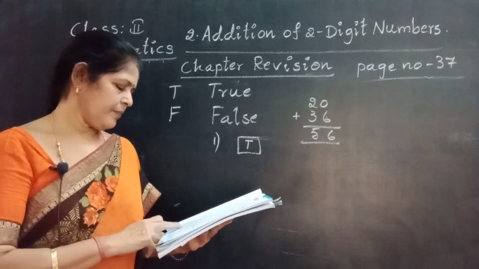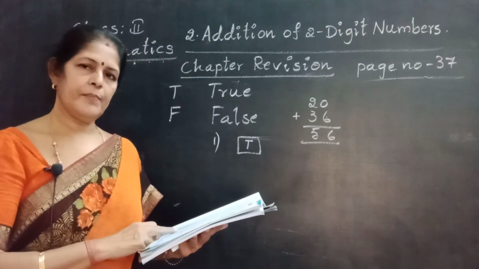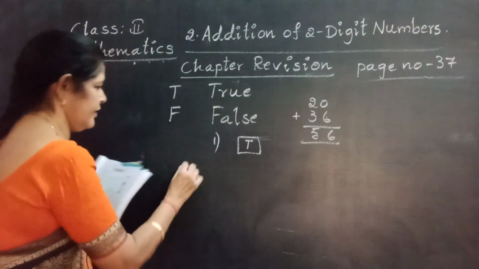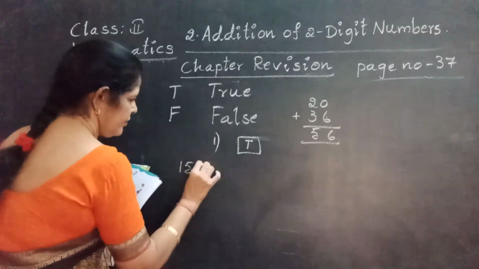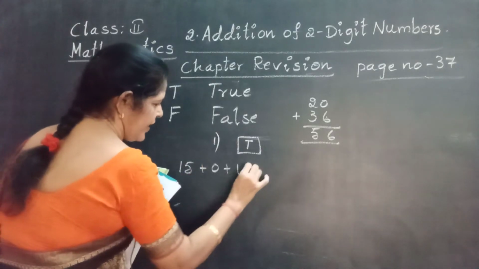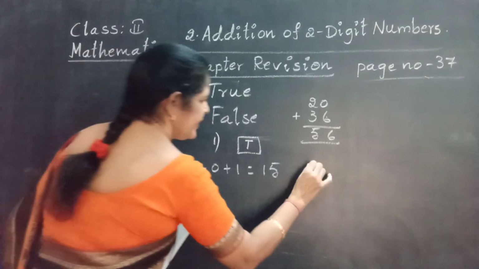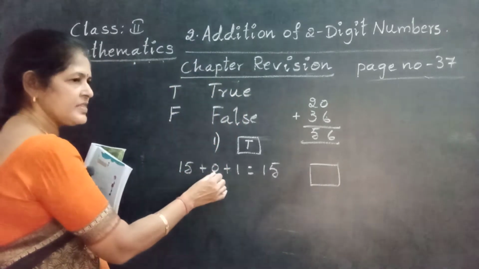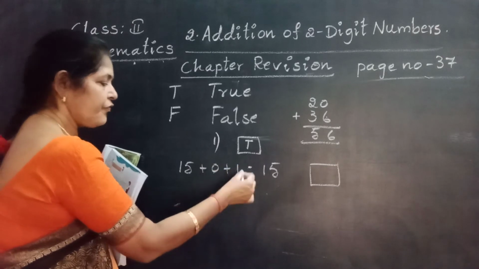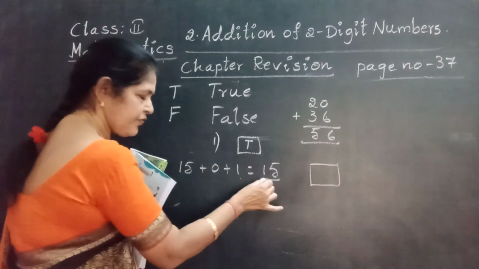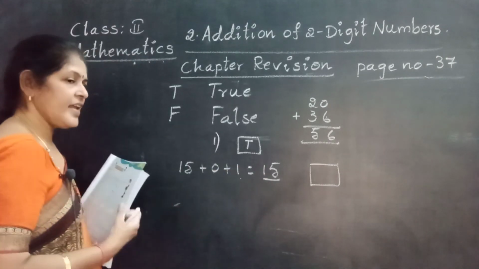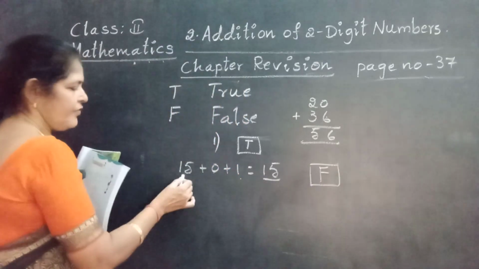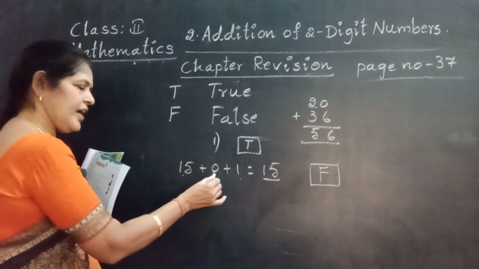Next, the second one. 50 plus 0 plus 1 equal to 15. Is it true or false? See, 50 plus 0, 50. 50 plus 1, is it 15? No, the answer is 51. That means it is false.